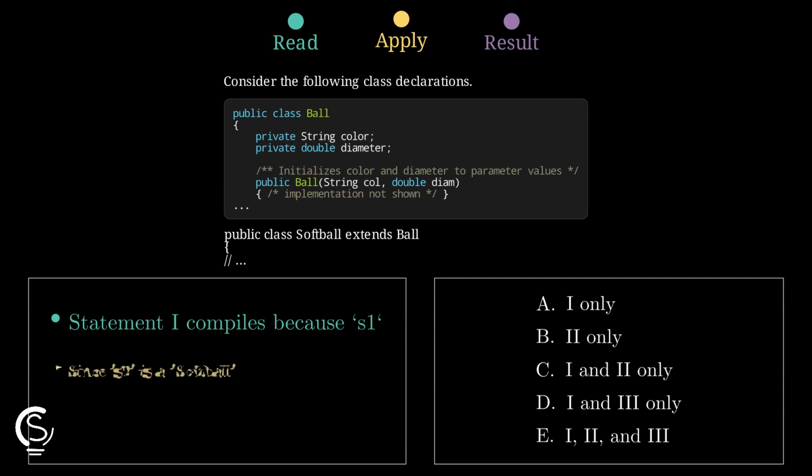Statement 3 fails because Ball lacks the sameColor method. You cannot call subclass methods using a parent type reference variable.